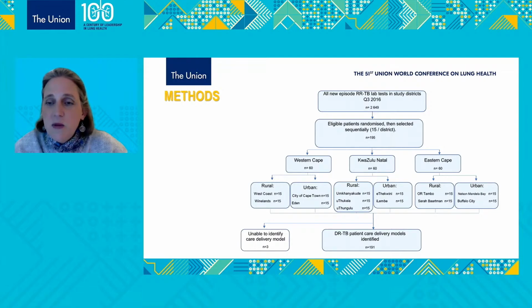And in KwaZulu-Natal, we had to sample an additional rural district because at that particular time, the rural and urban mix was in flux due to the shift of the international airport. So we ended up with 191 patients for whom we could identify some delivery model. Those are normally patients who had at least one journey that was made.